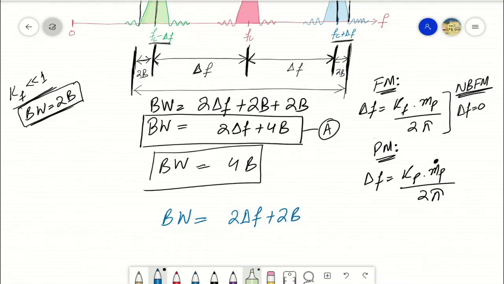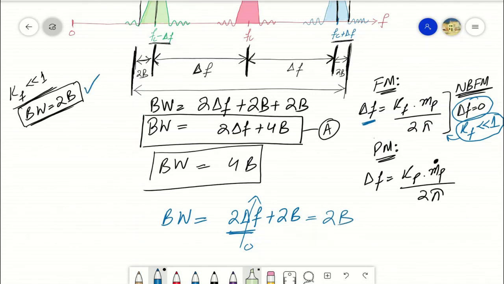Now if we test it for the case of narrowband signals, we are referring to the case where kf has a very small value. For such a very small value of kf, the peak frequency deviation delta f can be considered 0. That is, substituting this kf value in this equation, kf being small, we end up with delta f approximately equal to 0. So when delta f is substituted as 0, the bandwidth of narrowband modulated signals is equal to 2b, which is true as observed in the first part of this lecture when we were conducting the analysis for narrowband frequency and phase modulated signals.